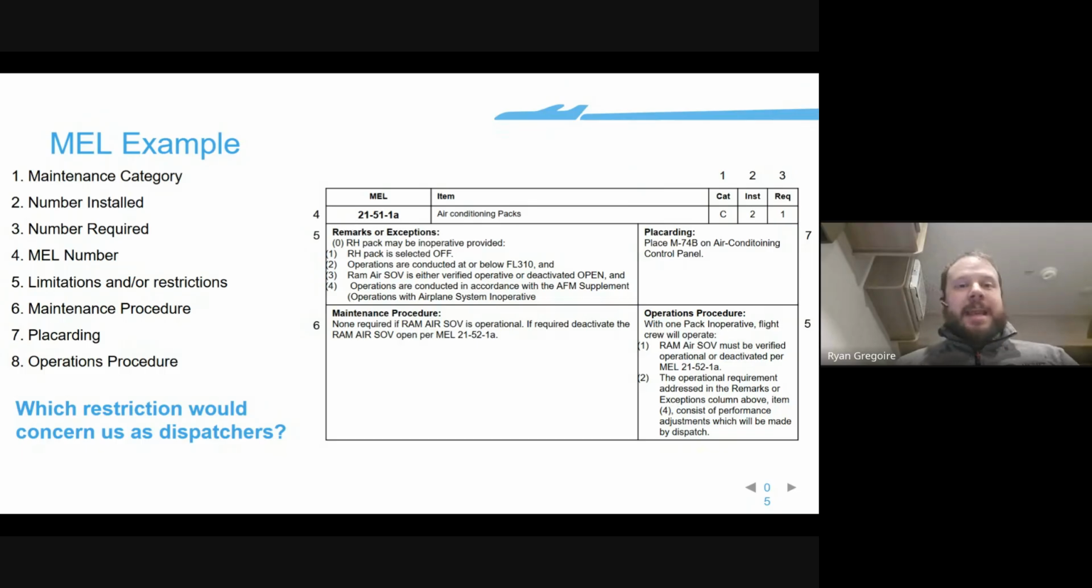Block 4 is the MEL number. So for instance, when you are dispatching a flight and you pull up the flight, it will list an MEL number. It's not going to give you the entire MEL on your flight plan. It'll just give you that MEL number, and then you'll go to your MEL manual, and this is how you will look it up. So for the AC pack, it is MEL 21-51-1 alpha.